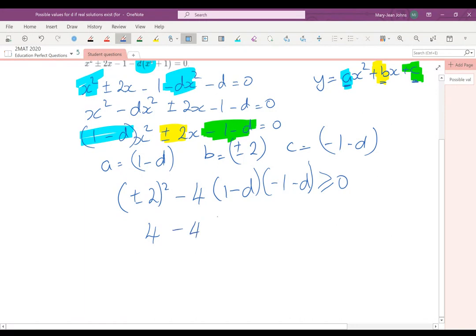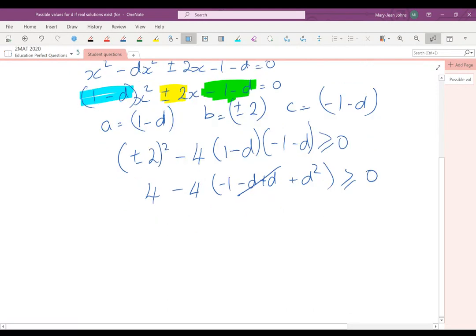Then I'm going to keep the 4 and I'm going to expand out my quadratic. 1 times negative 1 is negative 1. 1 times negative d is negative d. Negative d times negative 1 is positive d, and they cancel themselves out. Negative d times negative d is positive d squared, and is greater than or equal to 0.